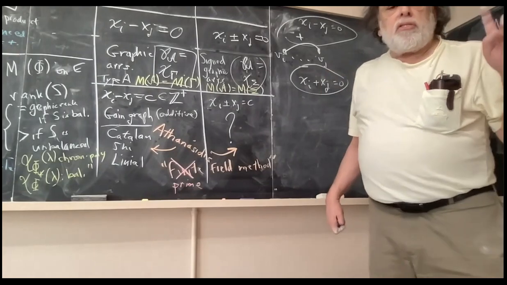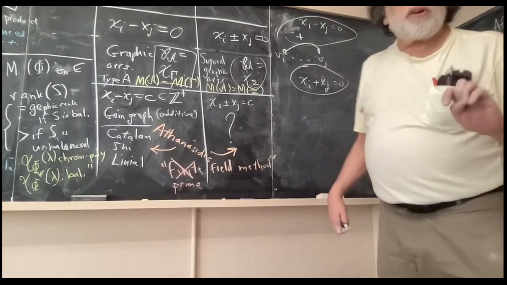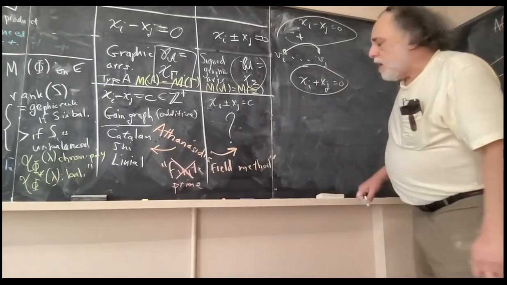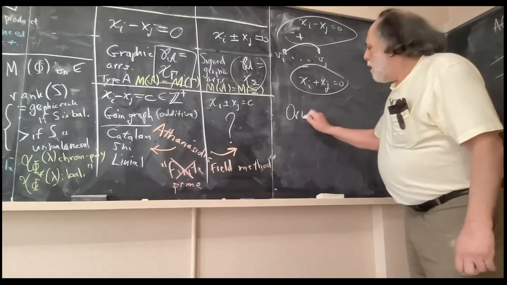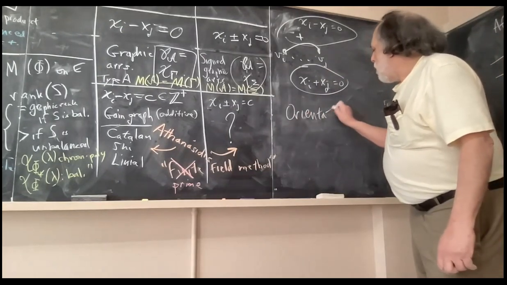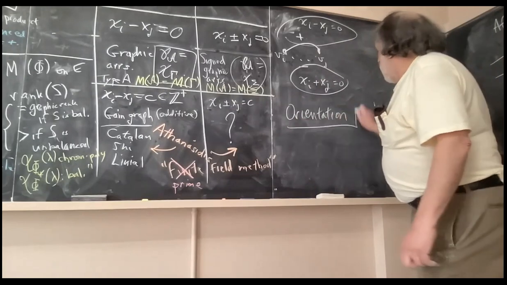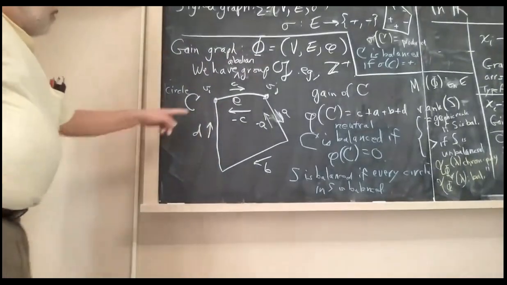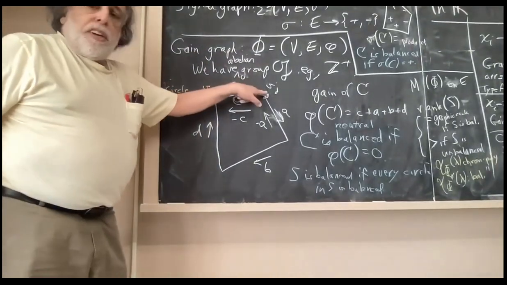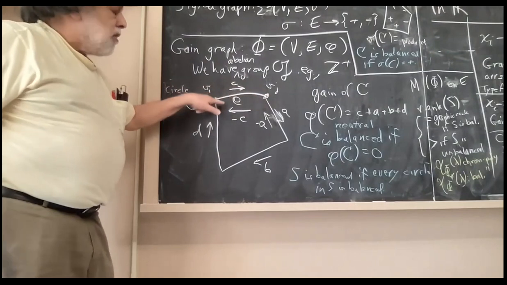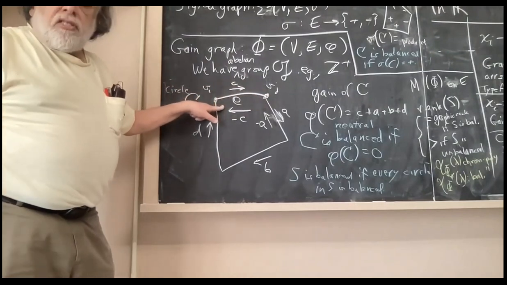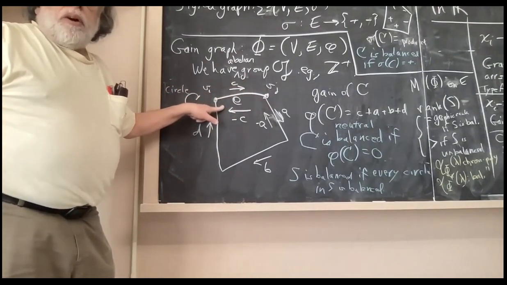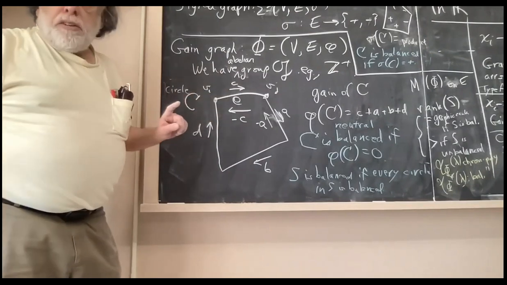So here is where we start getting complicated. That was the simple part. The complicated part is that we have to orient the sign graph. Now let's go back to the definition of a gain graph. When you look at a gain graph, you will see that the gain of the edge in this orientation is c, and in this other orientation, the opposite one, it's minus c. Well, that's how a positive edge behaves.